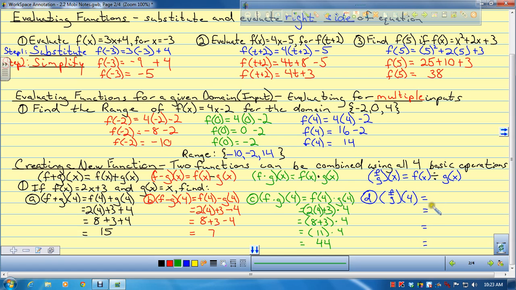The last one here, I'm going to have f of 4 divided by g of 4. So again, I've plugged all these in before, so I'm going to have 2 times 4 plus 3, that's f of 4, and I'm going to divide that by 4, right? Well, this is going to be 8 plus 3 over 4, which I know is 11 over 4. So that is creating a new function using the 4 basic operations. Okay, we'll move on.